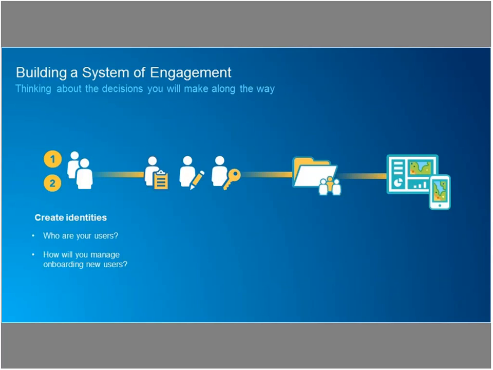When starting to build your system of engagement, the first thing to think about is how you will create identities in the system. So, who are your users? How will you manage onboarding new users? ArcGIS Enterprise offers flexible options to help with the creation of identities in the system. Next, for every identity in the system, we must consider and assign the appropriate role that each should play. How do you expect people to use the system? Which privileges and levels of control do you want people to have?